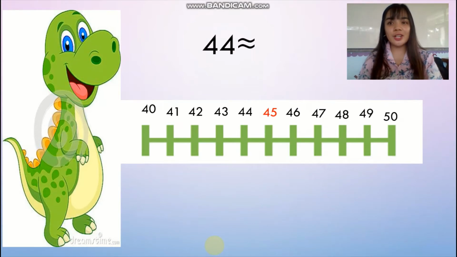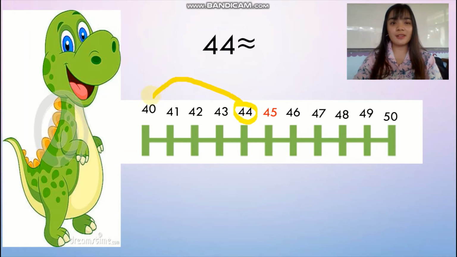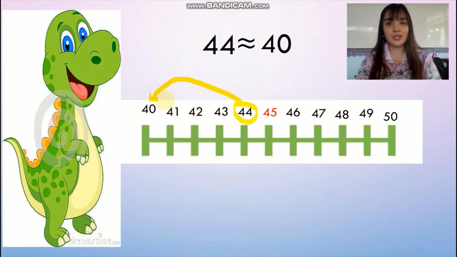Last we have 44. So where are we going to round it off? Since 44 is here, 44 is lower than 45. Where are we going to round it off? Is it in 40 or 50? Which is nearer? Is it 40 or 50? So 44 is approximately equal to 40. Very good. So it is 40. We're going to round it off to 40.